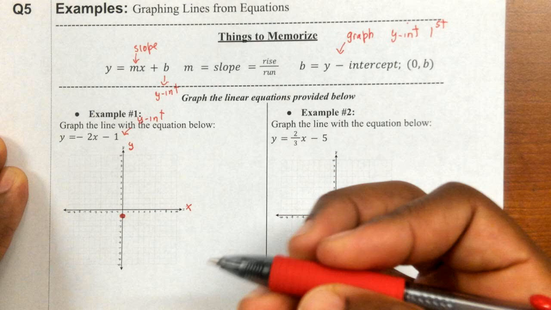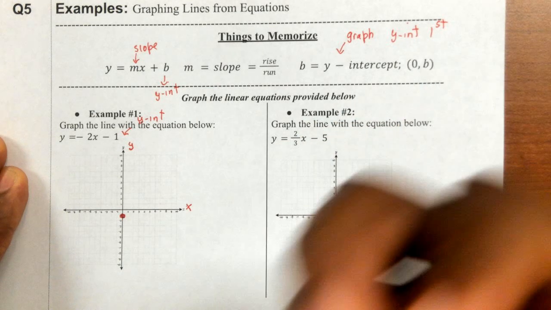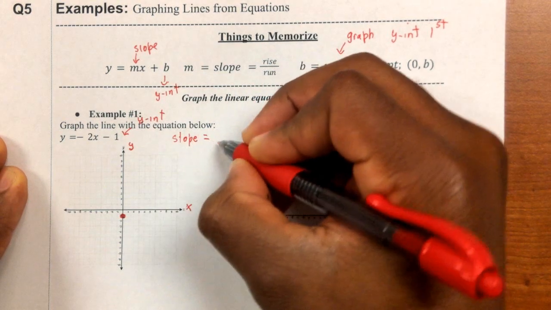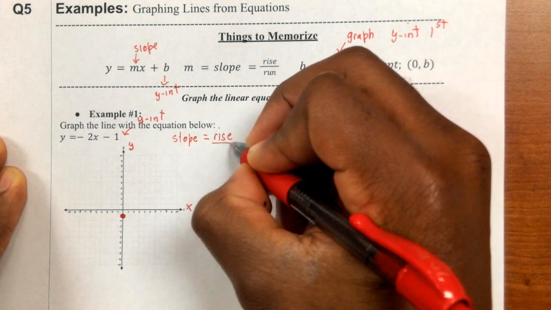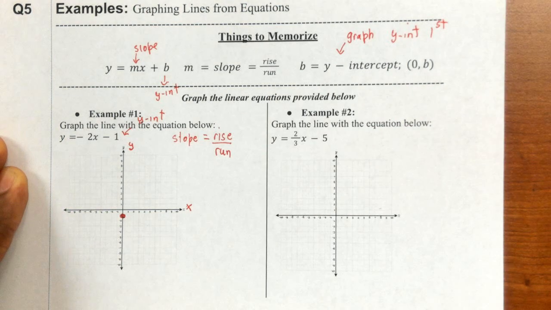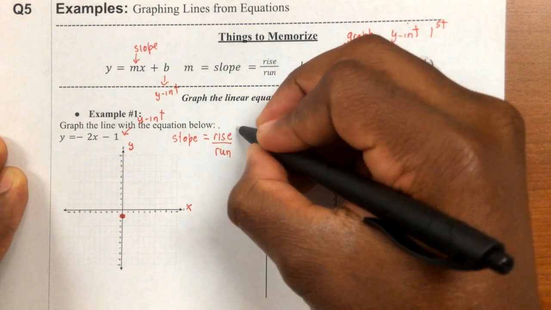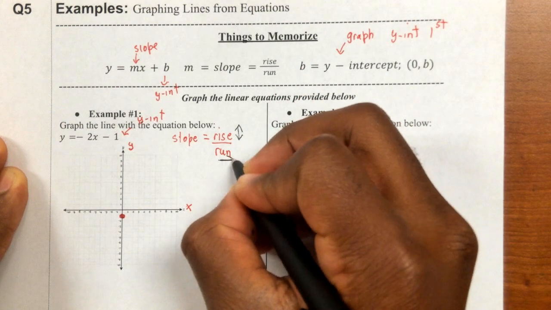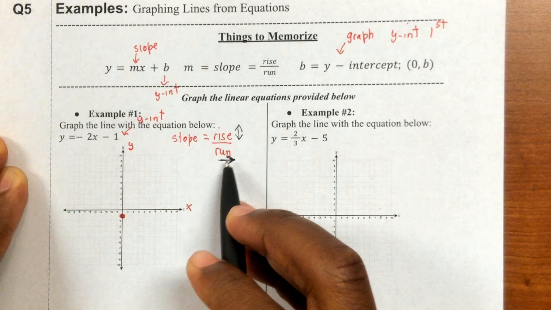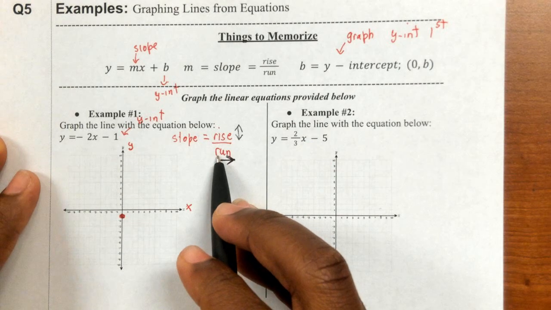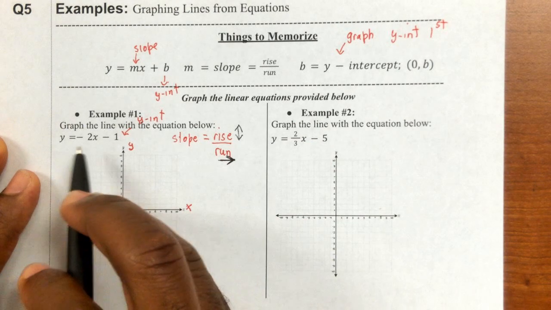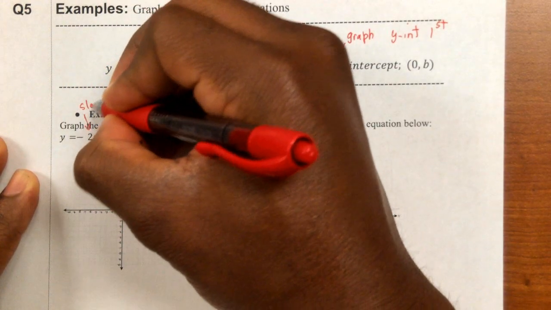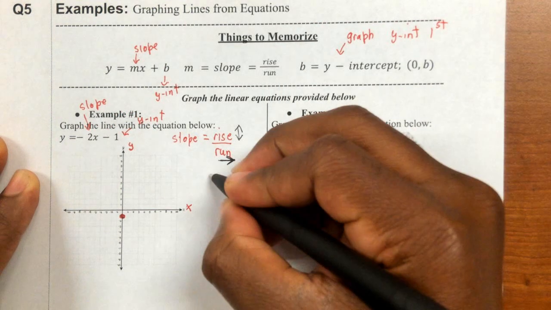Now I'm going to apply my slope. If you remember, slope tells you direction, because slope can be evaluated by doing rise over run, where rise tells you if you're going up or down, and run tells you if you're going left or right. Almost 99.9% of the time, you're going to the right. So what is the slope of this equation? My slope is -2.